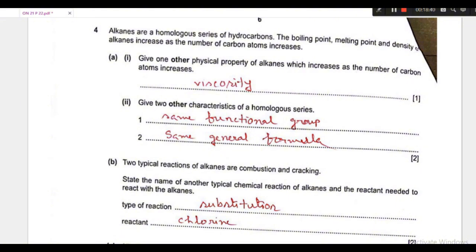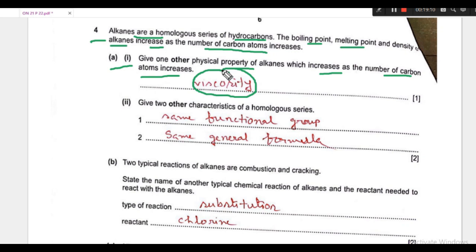Now next, alkanes are a homologous series of hydrocarbons. The boiling point, melting point, density of alkanes increases as the number of carbon atoms increases. So A1, give one other physical property of alkanes which increases as the number of carbon atoms increases. Another physical property is viscosity. As carbon number increases, their viscosity increases because their intermolecular force increases.